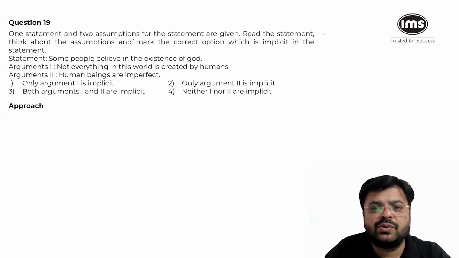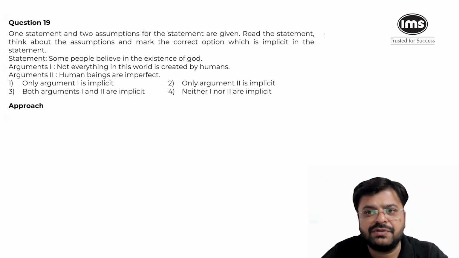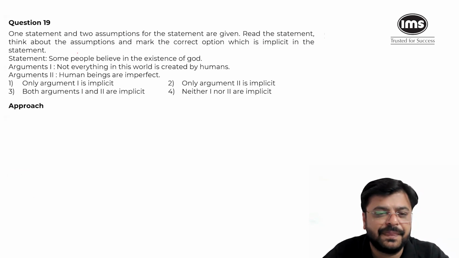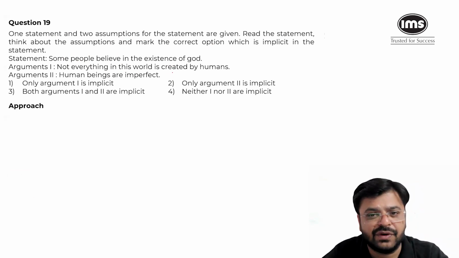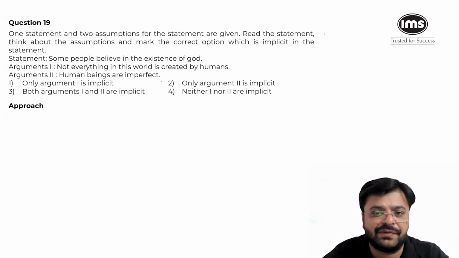One statement and two assumptions for the statement are given. Read the statement, think about the assumptions, and mark the correct option which is implicit in the statement. The statement says some people believe in the existence of God. Argument 1 is not everything in the world is created by humans. Argument 2 is human beings are imperfect.